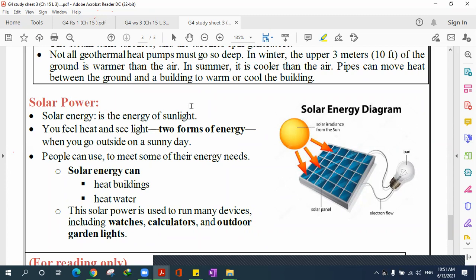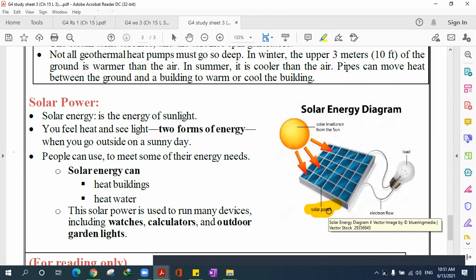But we don't actually get one shape or one form of energy from the sun. We get two. We get heat and light. Both of them are really important energies. Without the sun in the morning, we can't see anything, right? It's total darkness, right? Some people now use solar panels. These solar panels absorb the sun's energy and store it and then change it into electricity.